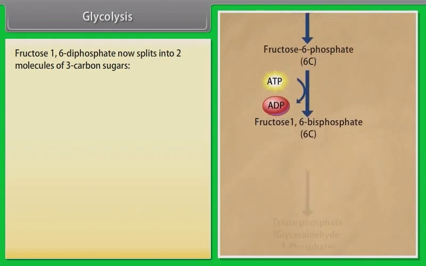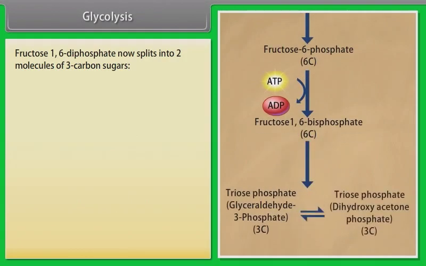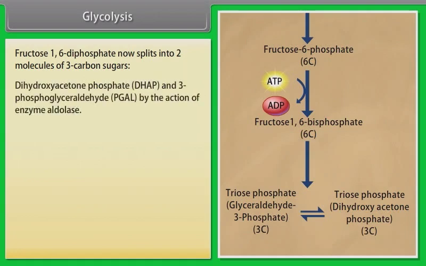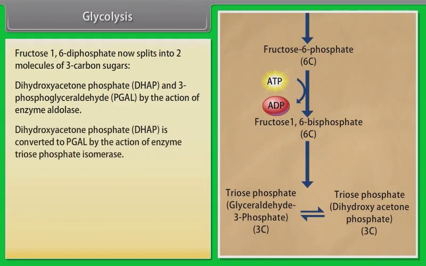Fructose 1,6-diphosphate now splits into two molecules of 3-carbon sugars, dihydroxyacetone phosphate DHAP and 3-phosphoglyceraldehyde PGAL by the action of enzyme aldolase. Dihydroxyacetone phosphate DHAP is converted to PGAL by the action of enzyme triose phosphate isomerase.